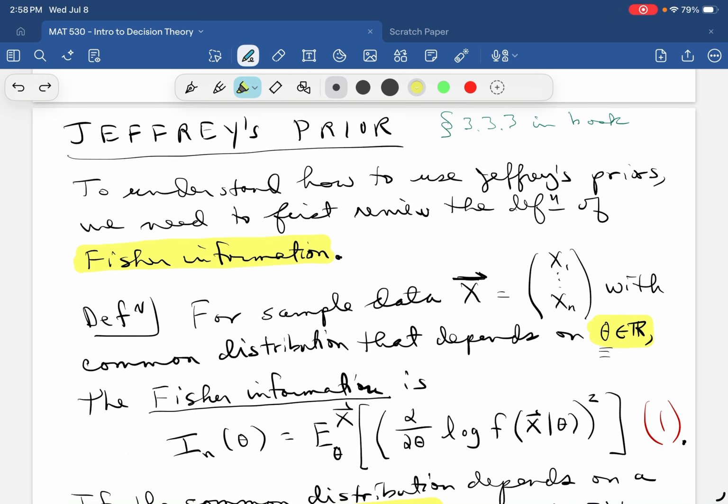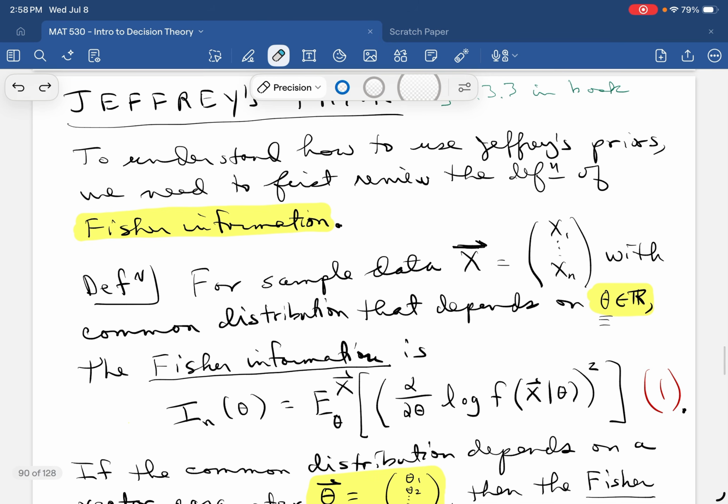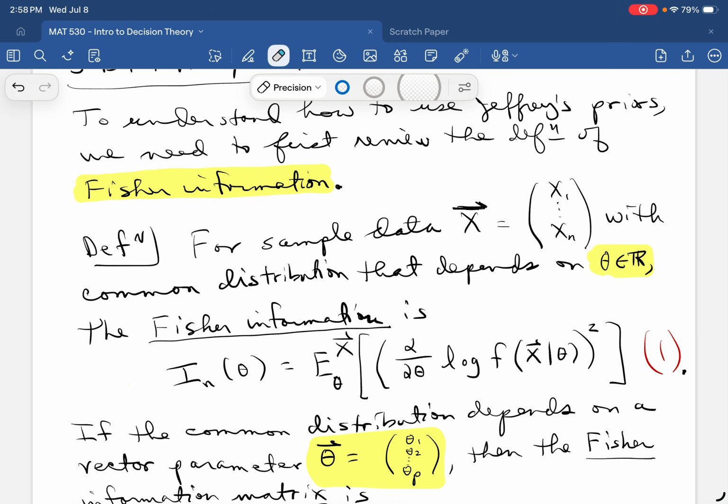So if we have our sample data here with a common distribution that depends on our parameter theta, then the Fisher information is what we see here. So recall how to compute the log likelihood function. Remember, with likelihood, that's where we treat the data as given and the theta as variable, which is evidenced in the fact that we're taking a derivative with respect to theta. And then once that log likelihood function is determined and this partial derivative is taken to obtain what's called the score function, then we can put back in the big X and then take the expected value, now treating theta as given and the expectation with respect to our data.